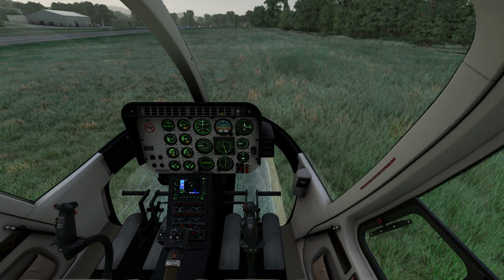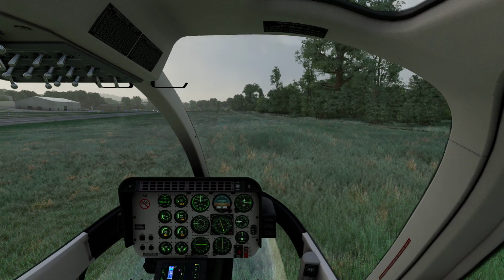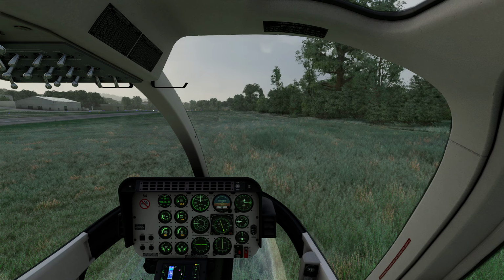Now, I still have a little bit of left cyclic in right now. The reason I'm doing that is because I don't know that we're still on the skids. If I were to suddenly release the pressure like that, the whole helicopter could do one of those and we could tip over to the right and make a really, really big mess of things.